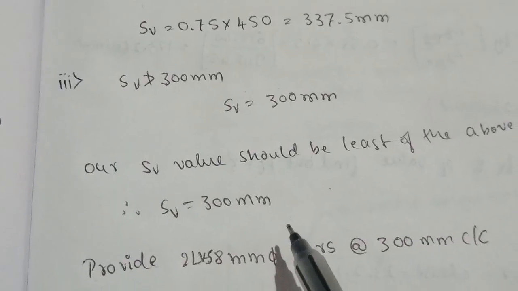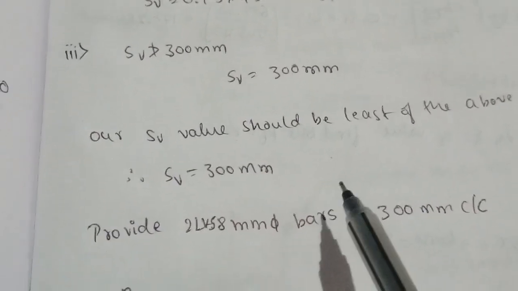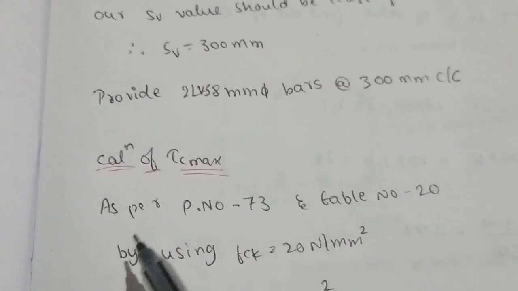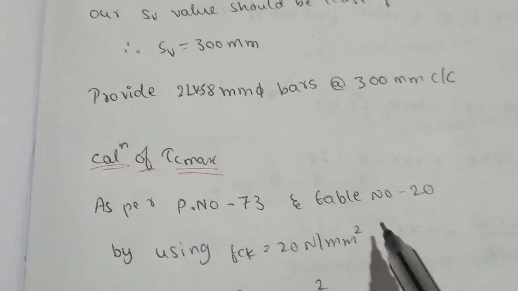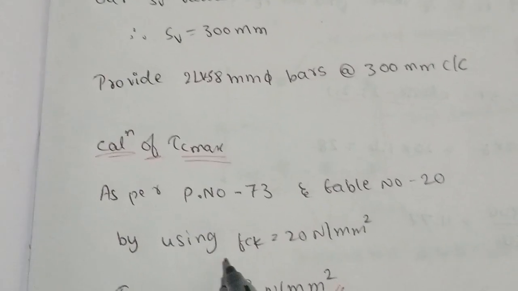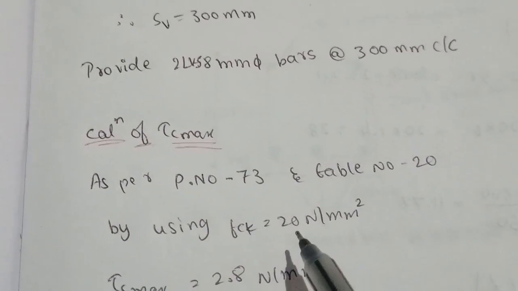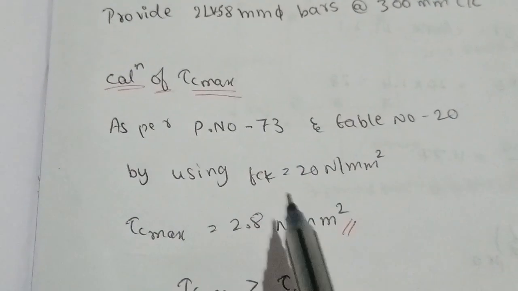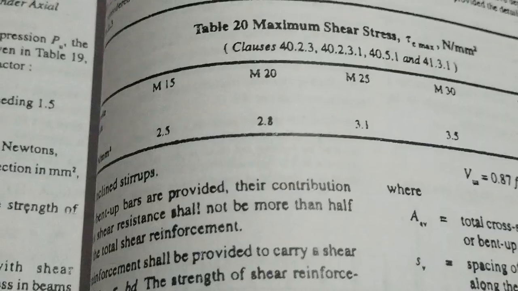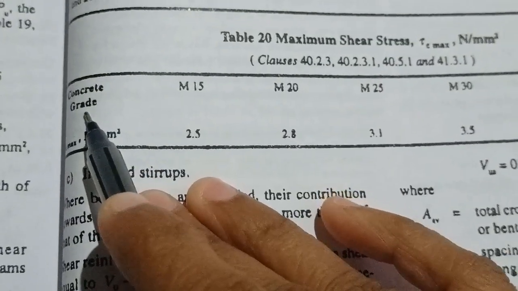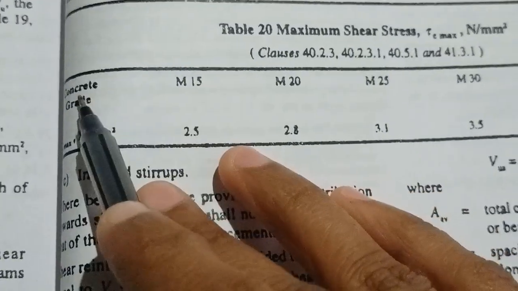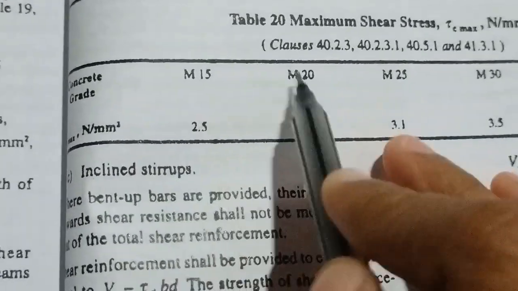Again we have satisfied one more codal provision. After this calculation, we'll go for the calculation of tau c maximum. Again by using the codal rule as per page number 72, by using table number 20, and also by using the value of FCK which is given in our problem. So page number 73, this row is tau c maximum. This is the grade of concrete. The grade of concrete given is M20.